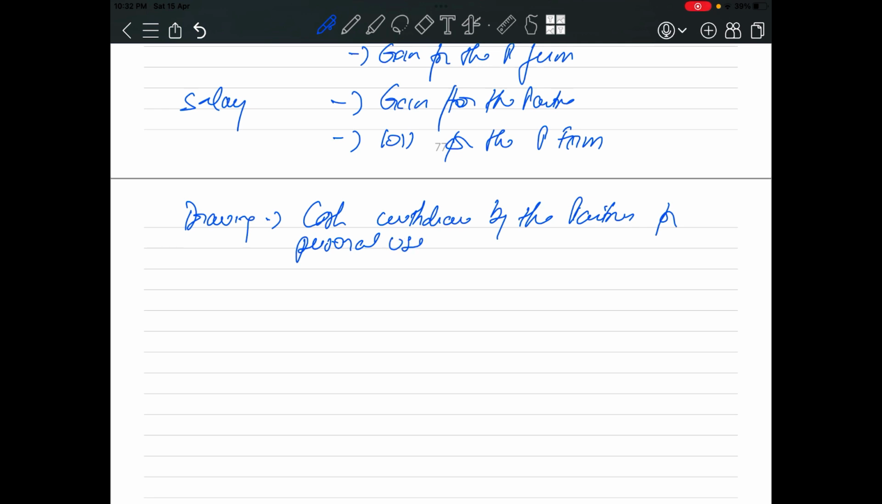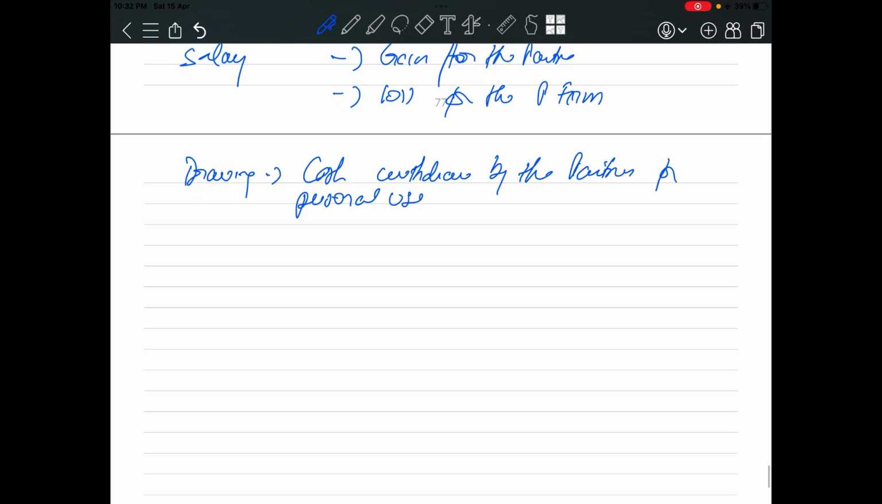Now with these drawings, what will happen? See, the partner has introduced cash into the business, into the partnership firm. Now out of this capital which he has introduced as cash, he is withdrawing some amount as drawings. So what will happen with this transaction? The capital account of the partner will be reduced, obviously.